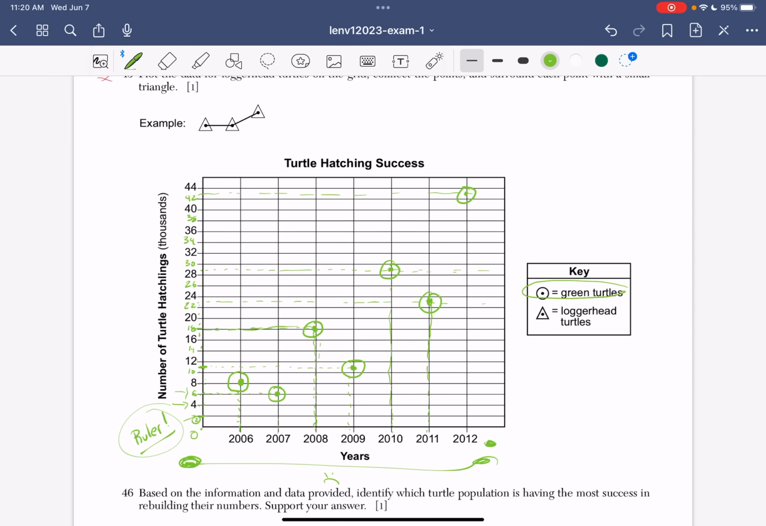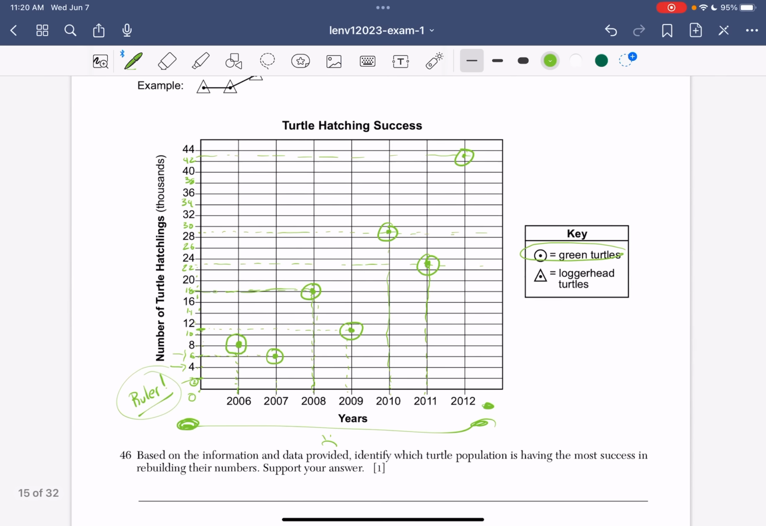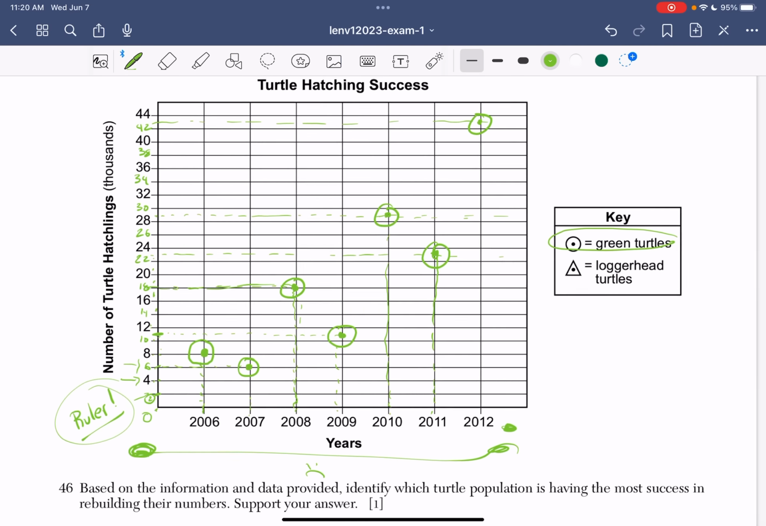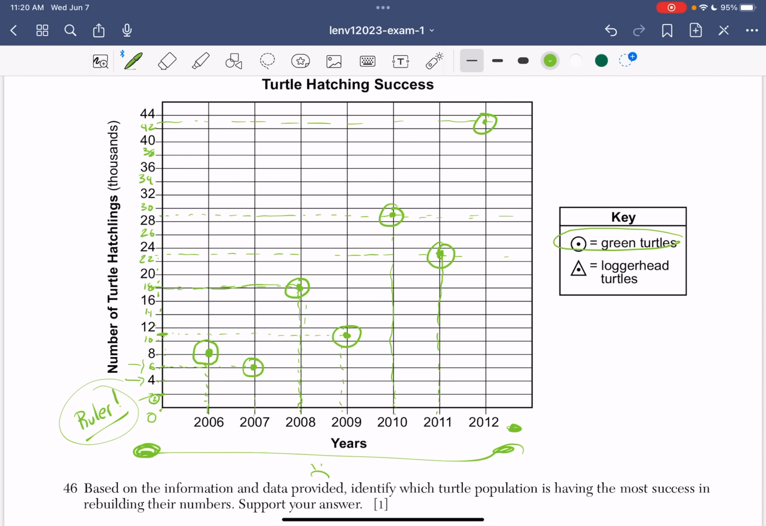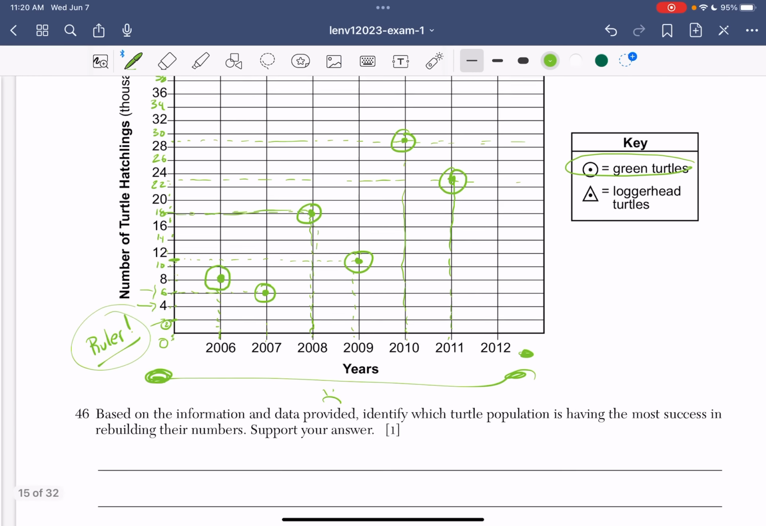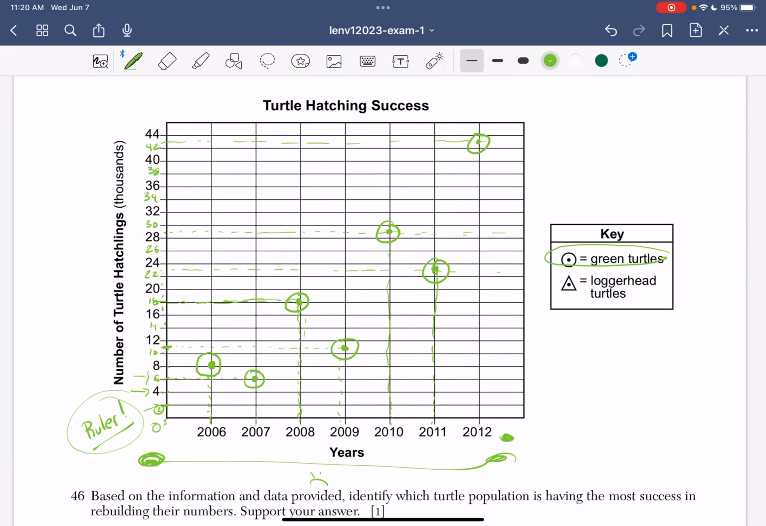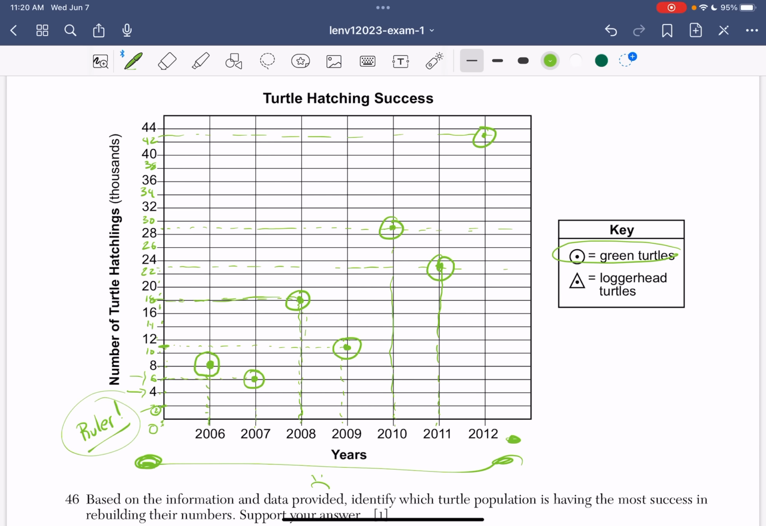Here's the key. Now remember, they want you to connect the dots. Now you are going to have your beautiful ruler and you're going to start from the first plot. Don't worry about zero. There was no zero. There's no 0 year. So you're going to start from here. My lines aren't going to be straight, but yours are going to be absolutely beautiful. From dot to dot.